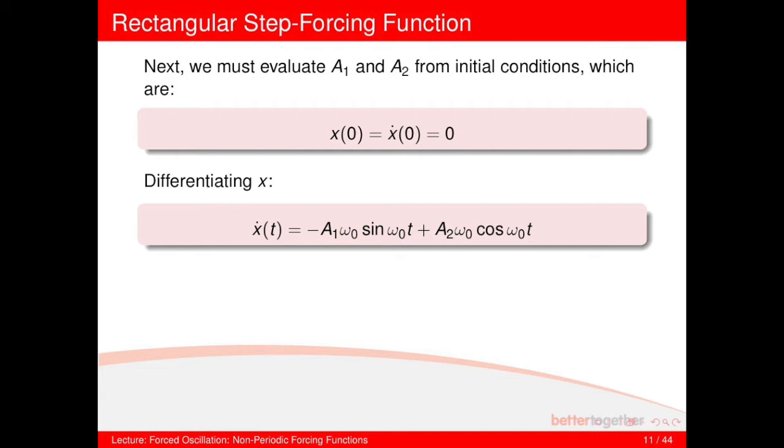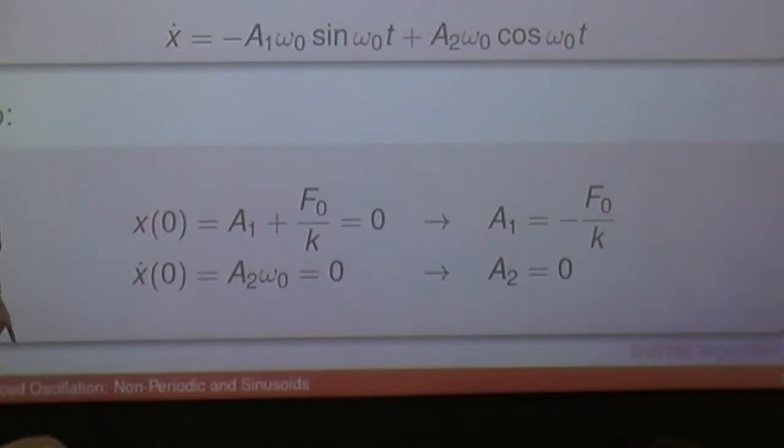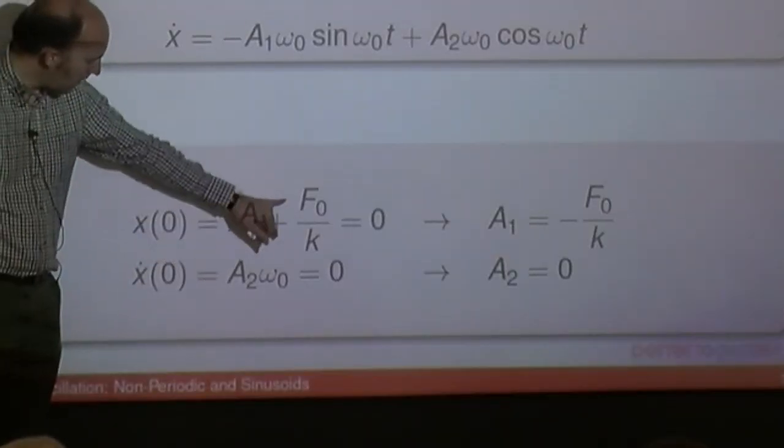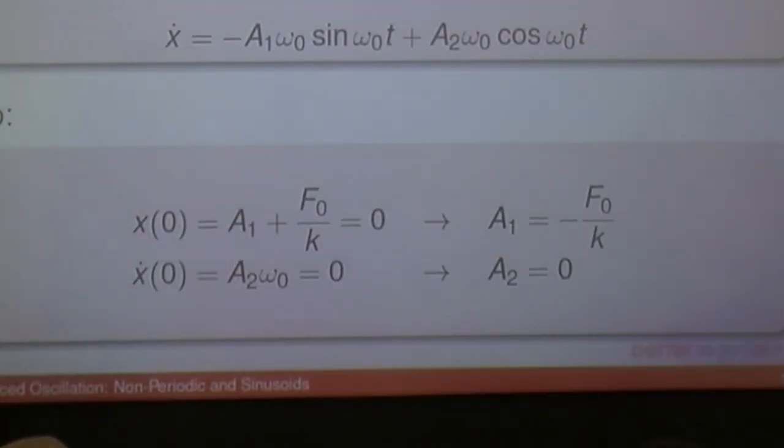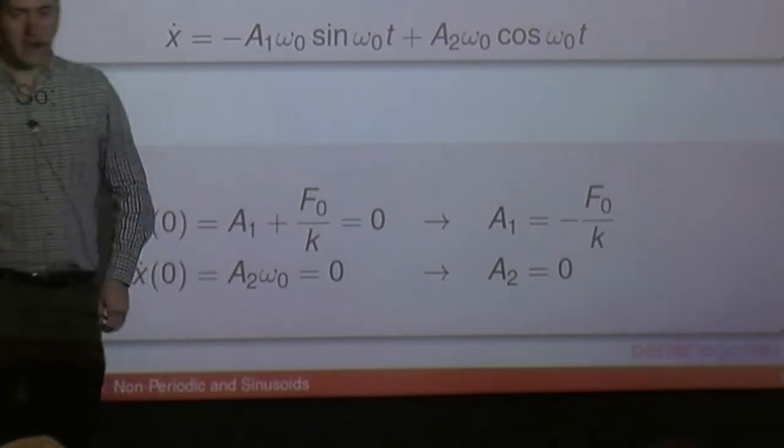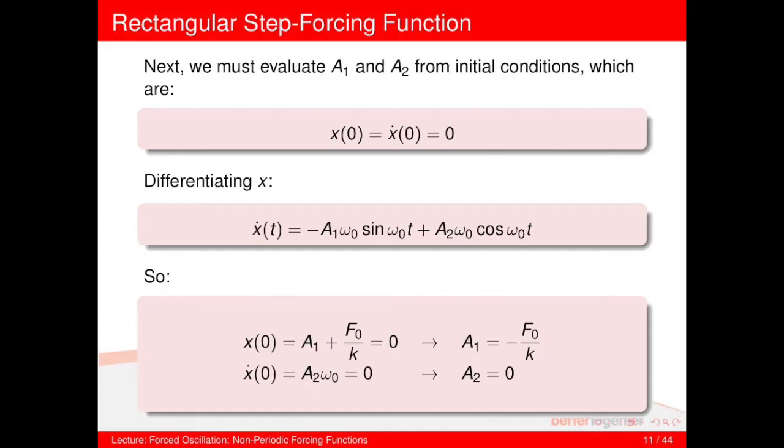So we take 0 for time and plug it into the equation on the previous slide, where time is 0, and we end up getting A1 plus F0 upon k equals 0. Therefore A1 must be minus F0 upon k.